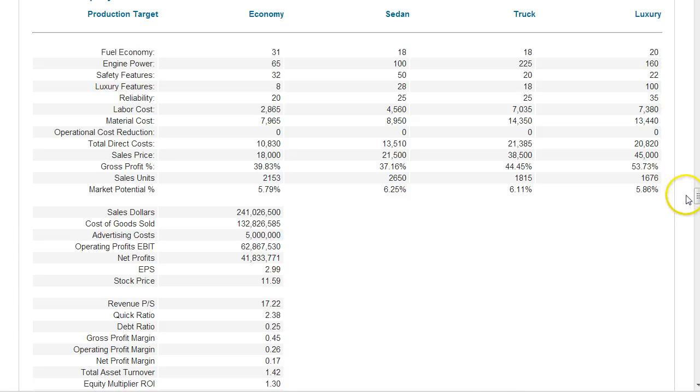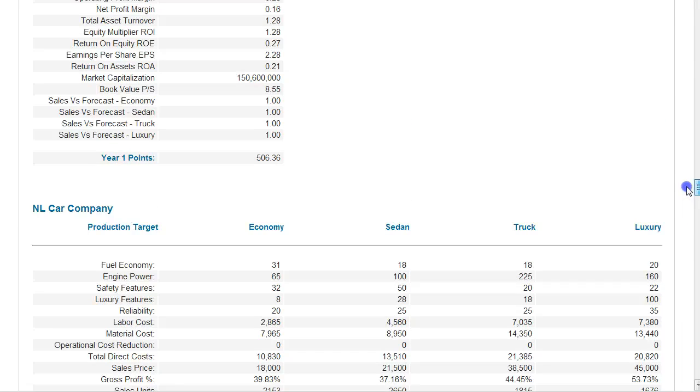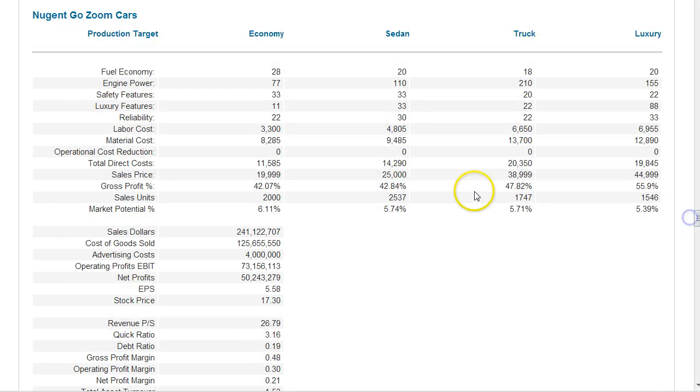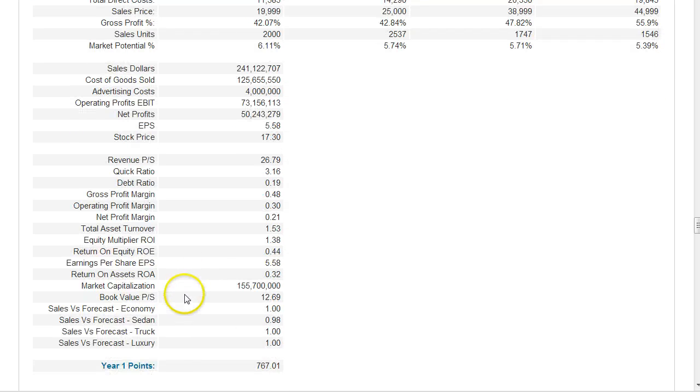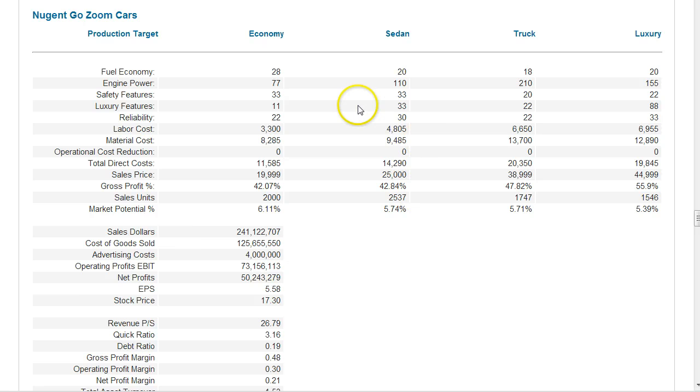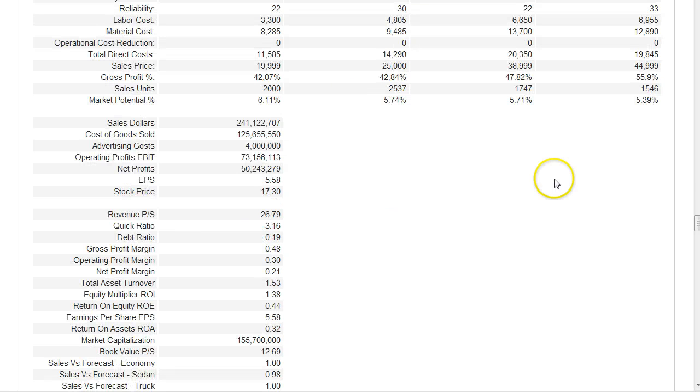Okay, so we have a lot of companies in here. I'm just trying to find, I guess it's alphabetical. Yes, it's alphabetical. So in my car company, you can see my sales units, my percentage of the market, how I designed my vehicles, my results as far as my points, my financial ratios, and my total sales and advertising. So you get a good idea of how I structured my company to get my 700 points.